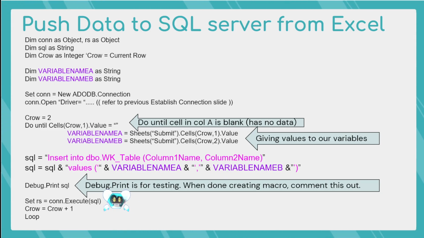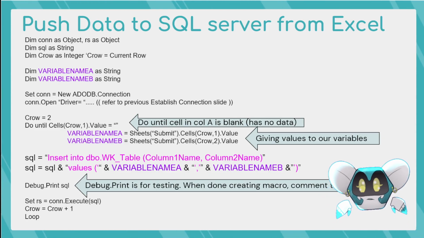You are going to now execute that SQL script. And then after that has been run, the SQL table will have been updated. Then in your macro, you're going to say the current row equals current row plus 1 to move on to the next row. The loop will bring it back up to the top of your do until, run again, and the loop will keep running until our current row, column A, has no value. And then our script will stop running.